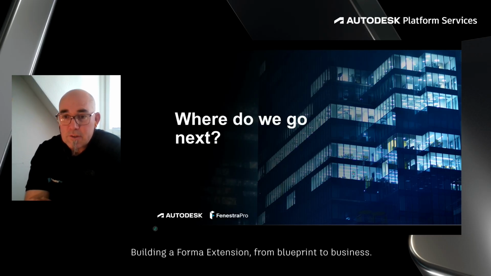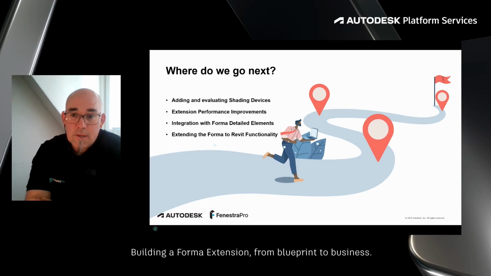So that covers the current state of the Forma and Revit workflow, and we move on to the future of our Forma extension. In the near to mid-term roadmap, we'll be adding shading devices to building facades and the ability to evaluate the performance on a per surface basis. Another of our goals is to improve extension performance so that we support large and complex models. Forma is also planning to support a more detailed modeling environment, parametric families and other detailed elements. And we aim to integrate our extension with those as they are rolled out.